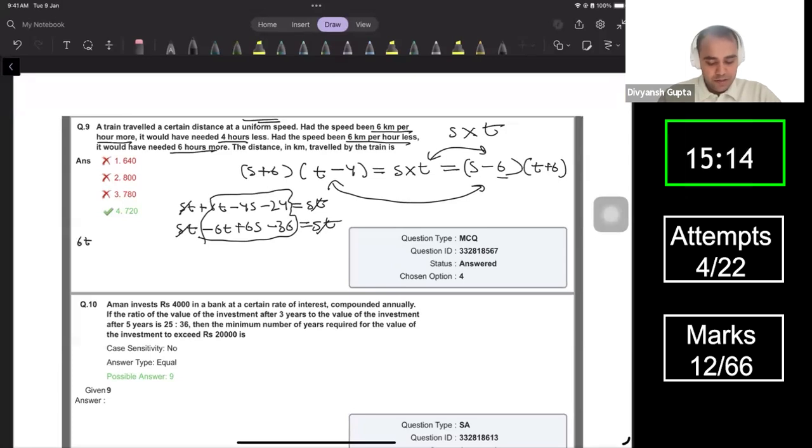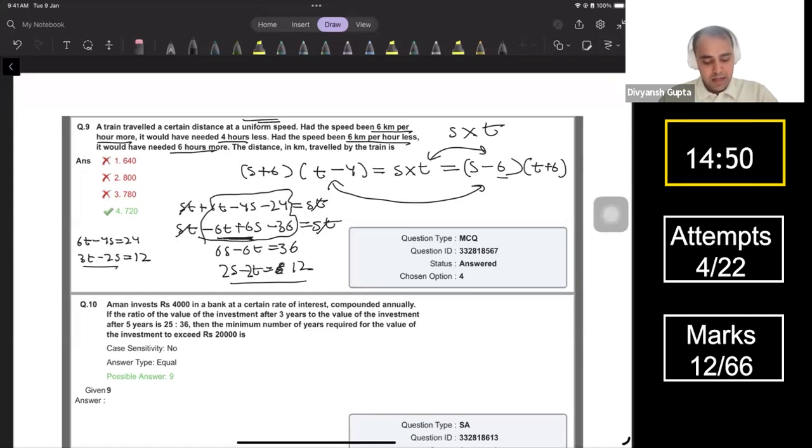I'm running out of space here. The first gives me 3t - 2s is equal to 12. The second equation gives me 6s - 6t is equal to 36, or s - t is equal to 6. So I can multiply this by 2: 2s - 2t is equal to 12. And if I add these two now, I'll get t is equal to 24.